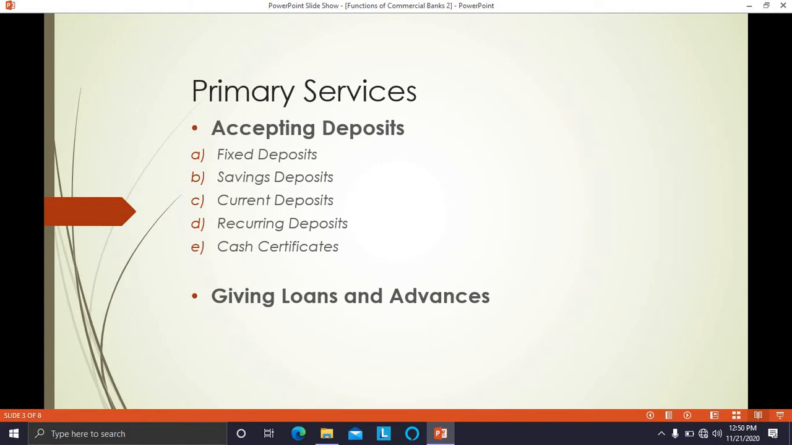Now, accepting deposits, we have discussed that there are different types of accounts through which the banks accept the deposits. These are a variety of options which are available to the customers when the customer wants to deposit his money in the bank. If he does not require that money for a longer period, he will opt for fixed deposits. If he requires that money to be withdrawn in between, savings bank account or savings deposits. If he requires it for business purposes, he will open a current account, recurring deposits, cash deposits. So in our previous video, we discussed different types of accounts, that means how the banks accept the deposits.